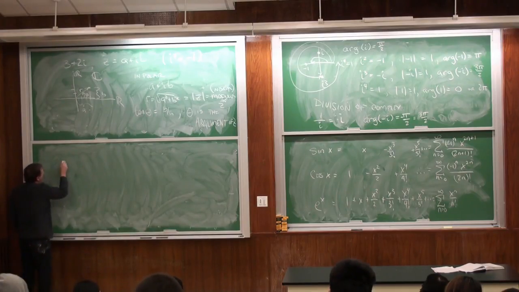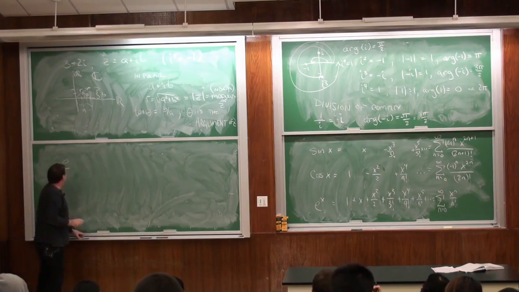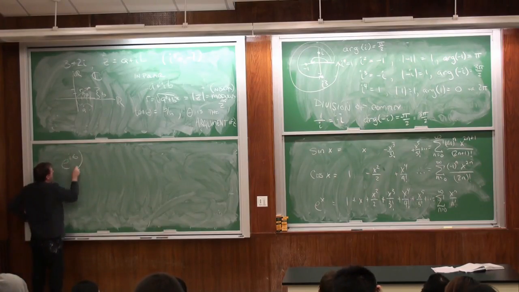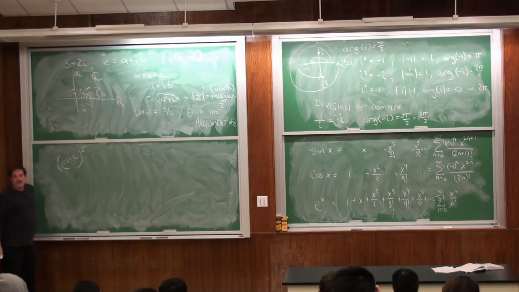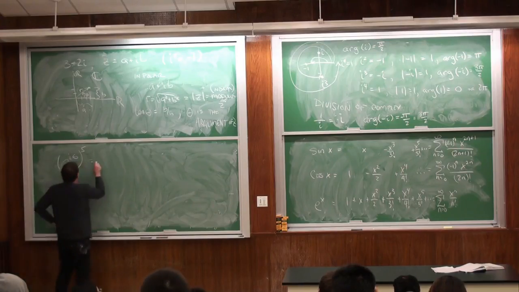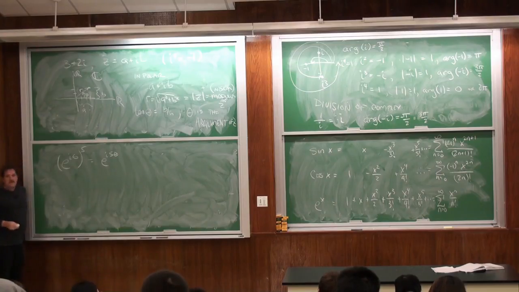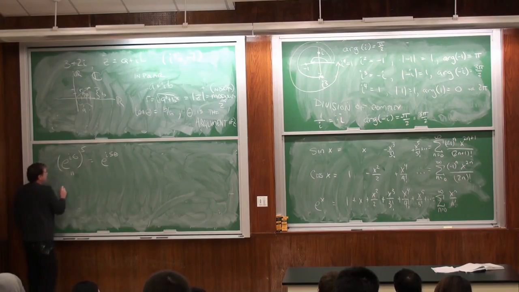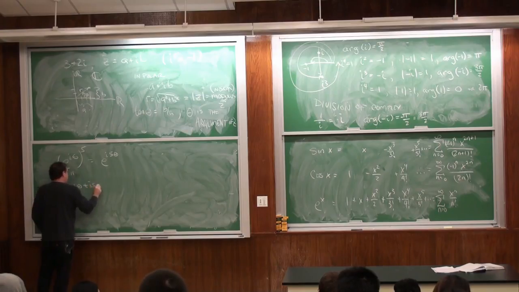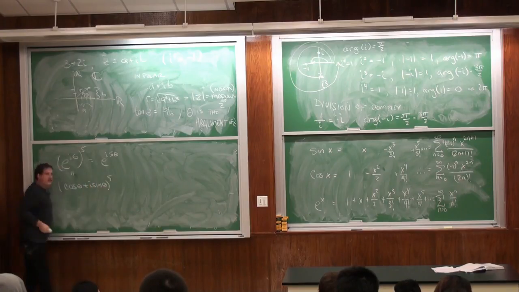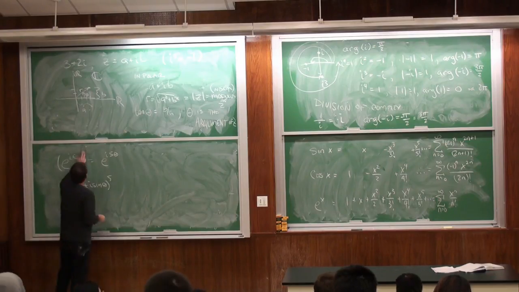So suppose I wanted to know what the fifth power of this is. Well, this is easy. Right? This is just e to the i times 5 theta. So that was easy. But also, I can do it as cosine theta plus i sine theta to the fifth. Maybe fifth is too high to start. Let's do the double angle first.